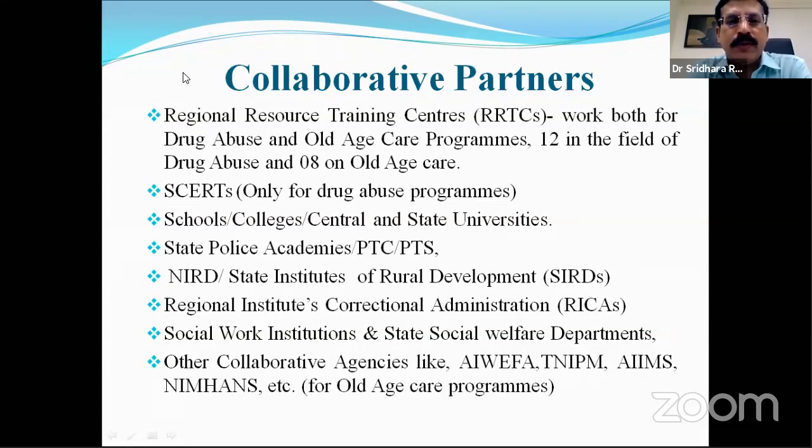And especially in drug abuse, through the SCRTs, we organize the programs. We organize 1 day, 2 day school programs, national conferences, and workshops. We support central universities, state universities, and autonomous institutions that organize conferences. Last year we supported more than 8 national conferences. From Karnataka, Gulbarga University organized a national conference. And in Bangalore, Nirmala Niketan, then Madras School of Social Work, and Delhi University Department of Social Work also organized national conferences.